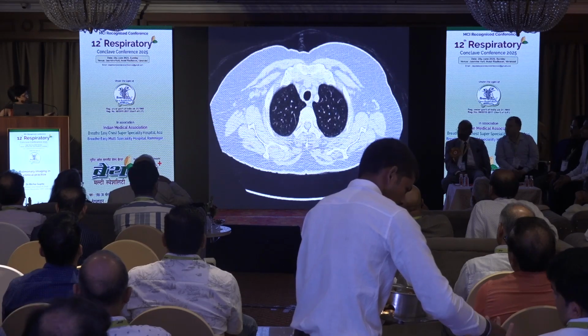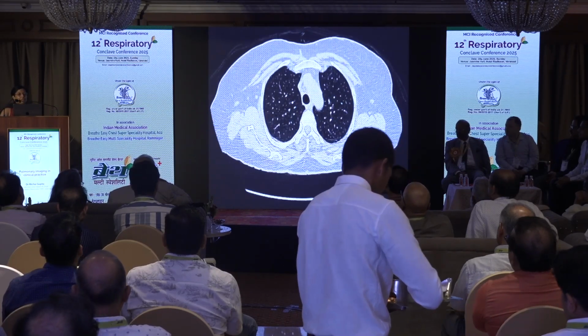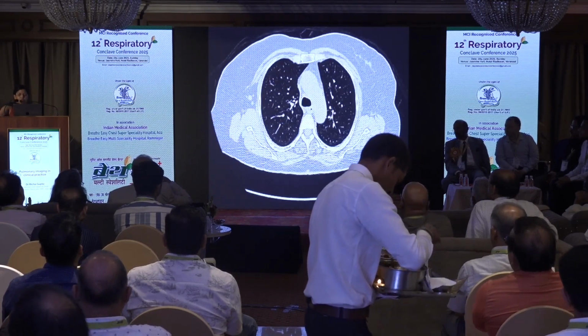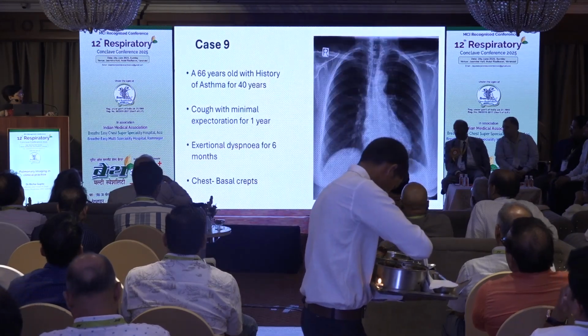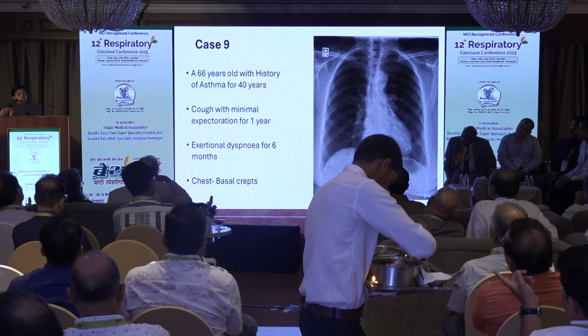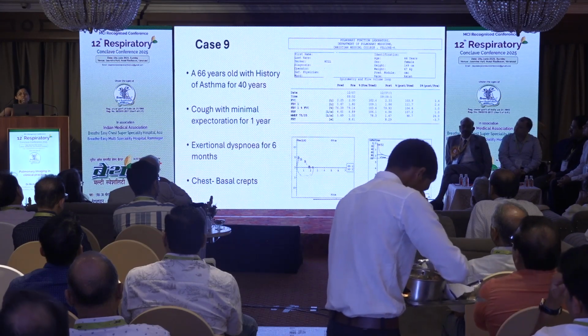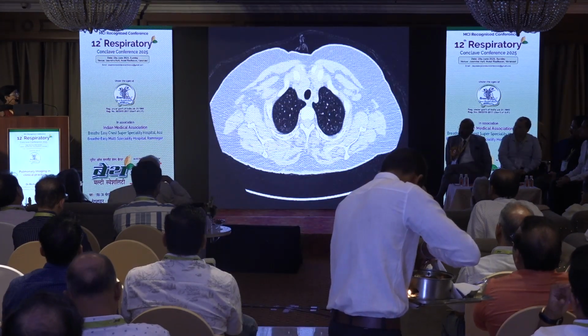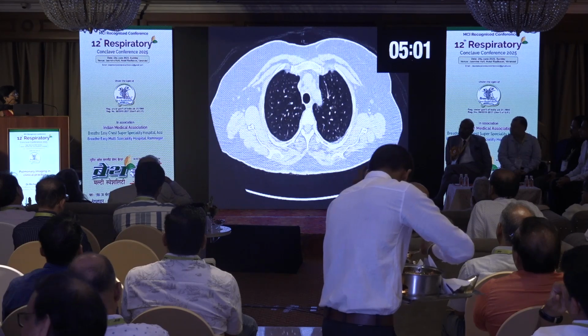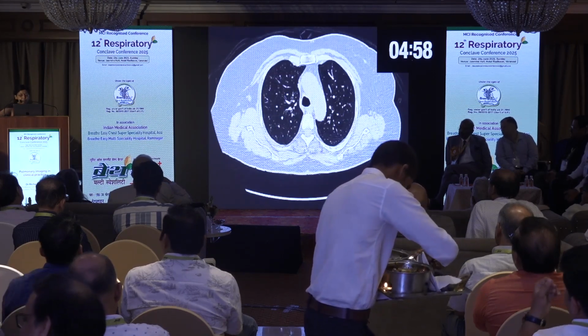I don't know where the X-ray went off. So HRCT was done, and I will just go back. This was an X-ray of the patient which looked relatively normal, but the patient was symptomatic. Though spirometry was also normal, as the chest was having basal crepts, we suspected interstitial lung disease. And then if you would see, we'll rush fast.